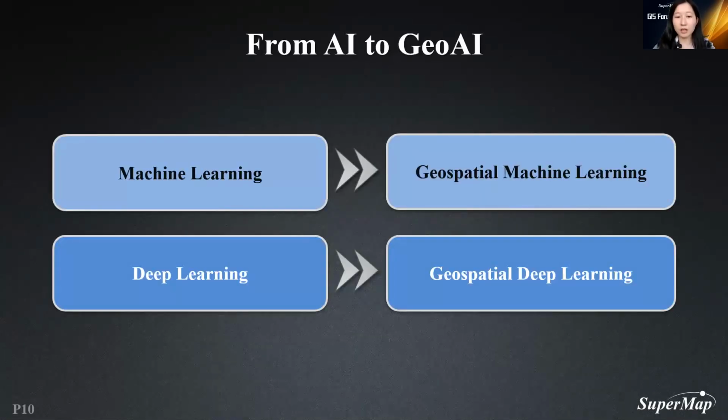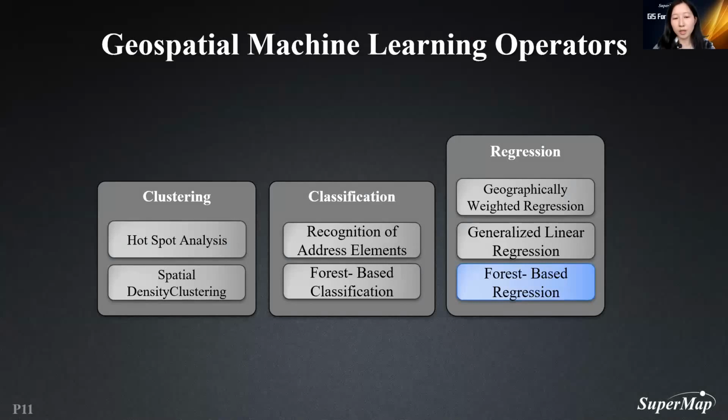GeoAI is based on statistic algorithms, machine learning algorithms, and deep learning algorithms. It solves problems in the geospatial domain and performs geospatial data processing, analysis, mining, and comprehensive model. It contains two algorithms, geospatial machine learning and geospatial deep learning. For geospatial machine learning algorithms, SuperMap provides some operators as follows, including three types: clustering, classification, and regression.